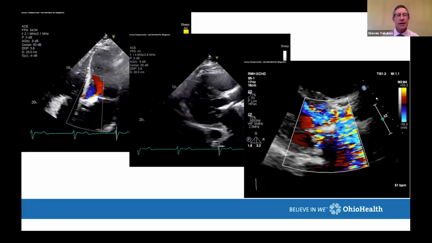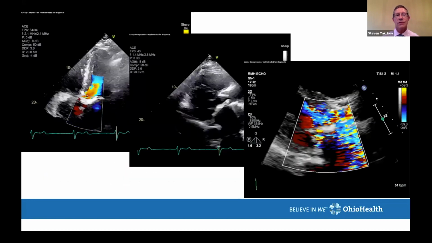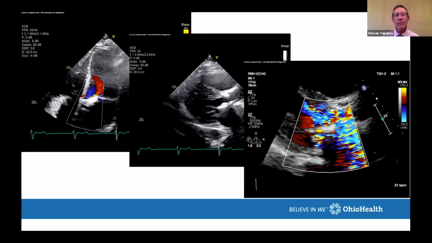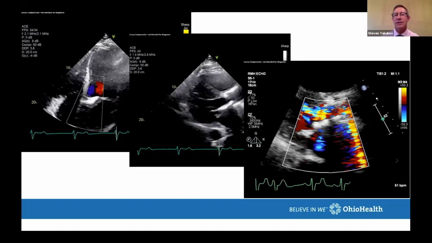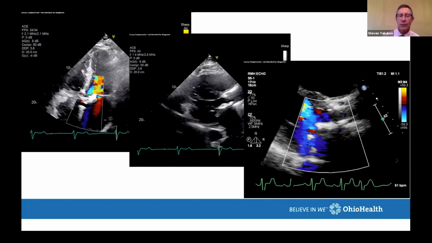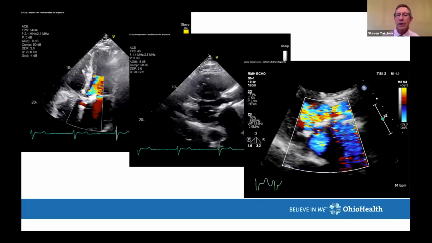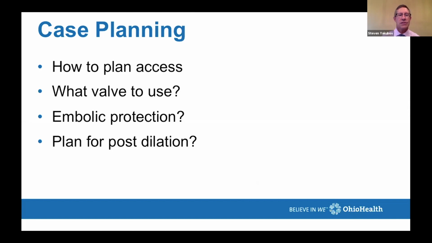So you can see his echo on the left. He has severe aortic insufficiency. In the echo in the middle, you can see it's a torn leaflet off of the surgical valve, and on the right you can see how much torrential aortic insufficiency there is. So the question is how do you plan his access? You don't know what his legs look like. You don't know how to do the case, what valve to use, embolic protection. What do you do here?